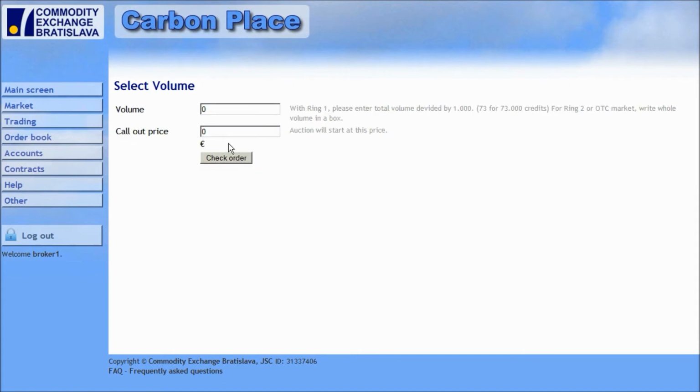Now we have to fill in the total auction volume and call-out price. If the price of the auction will be below this price, auction will fail. If the volume of bids will be lower than the auction volume, auction will also fail. We will for example want to sell 20,000 EUAs at call-out price 14.2 euros.